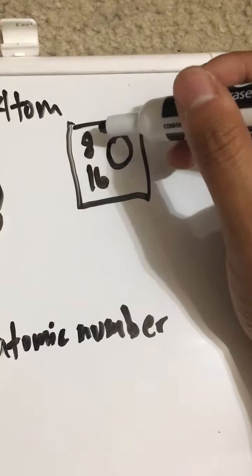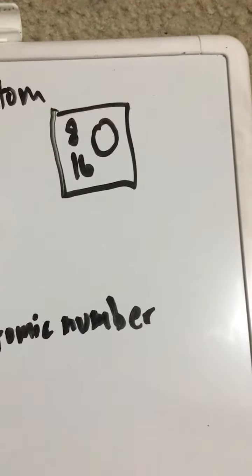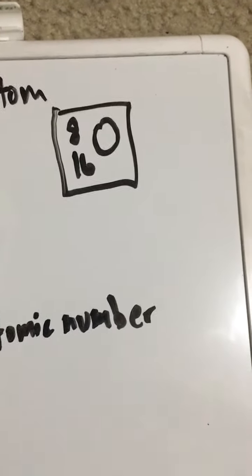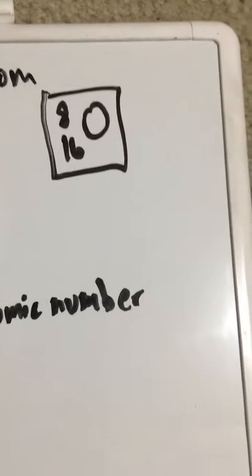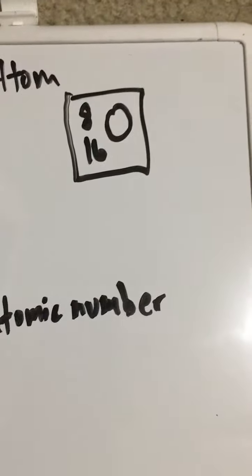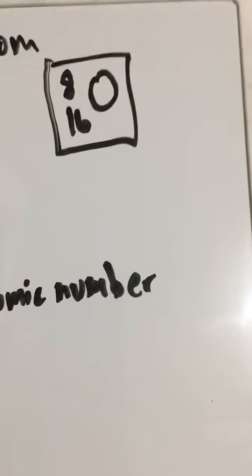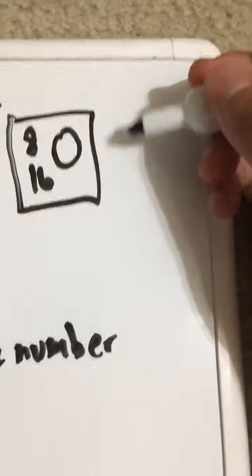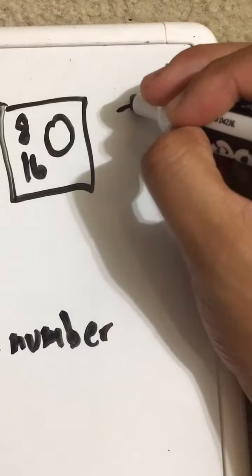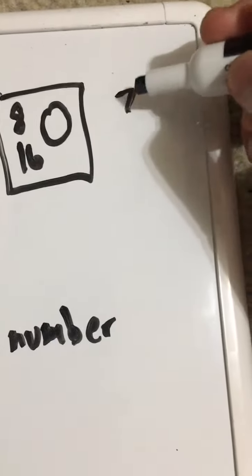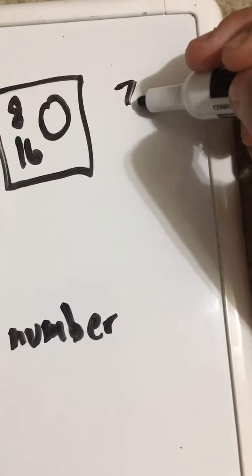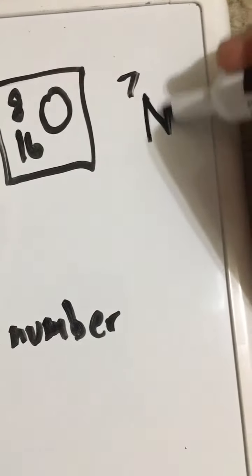And so what does this mean? That means oxygen has 8 protons in one atom. That means any atom with 8 protons is always oxygen. So what if it has 7 protons in an atom? Is that still oxygen? No, that's an element called nitrogen.